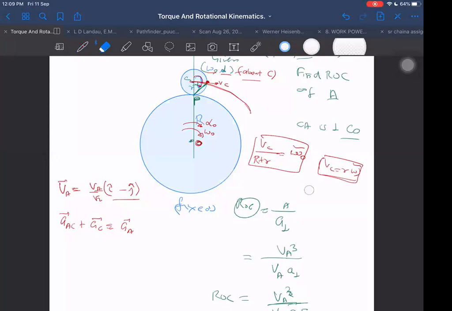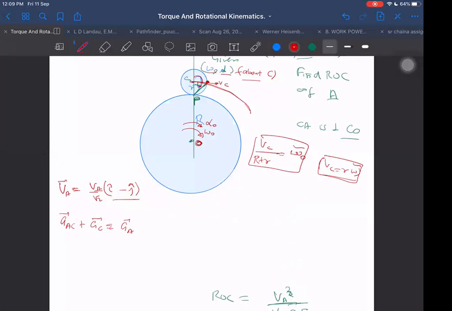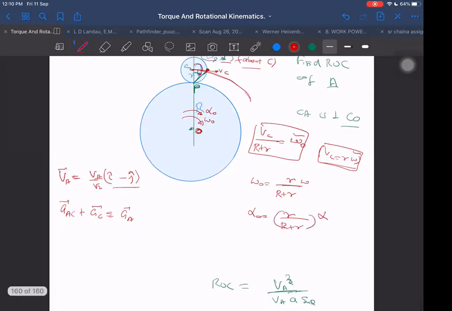The relation we are getting is small r by (capital R plus small r) into omega is equal to omega naught. Similarly, alpha naught is equal to small r upon (capital R plus small r) into alpha. Right?